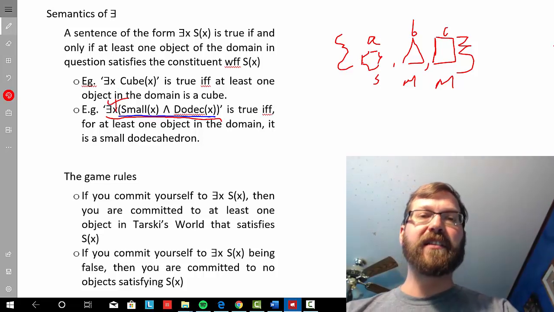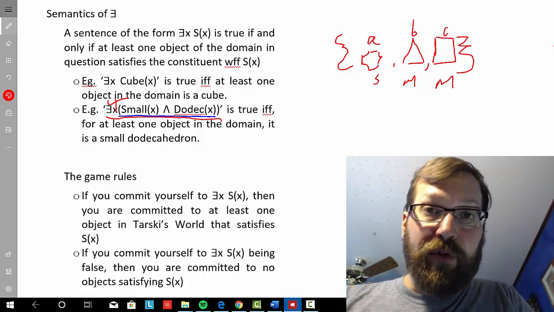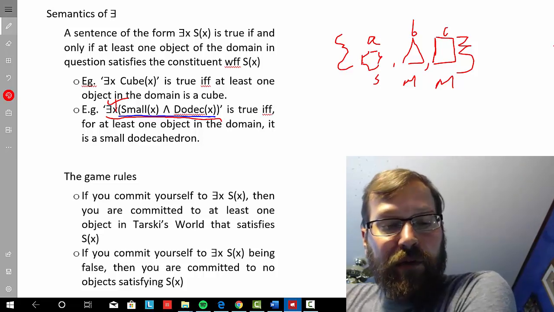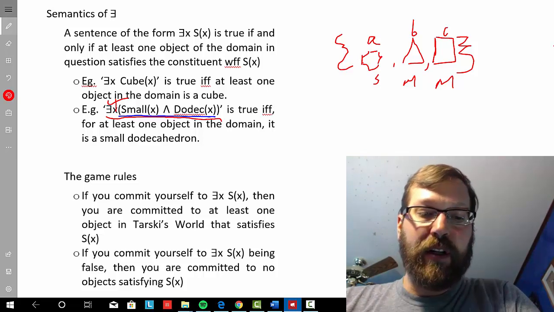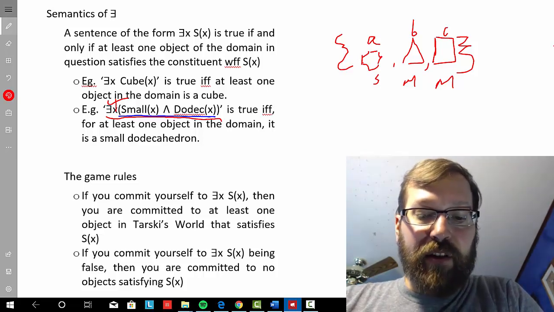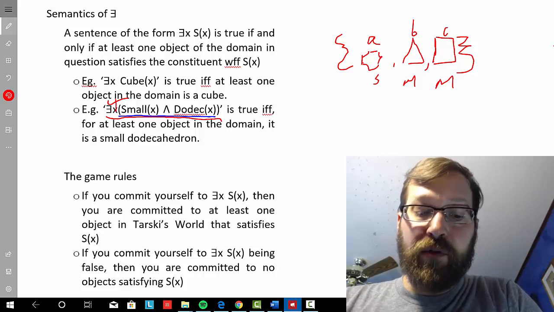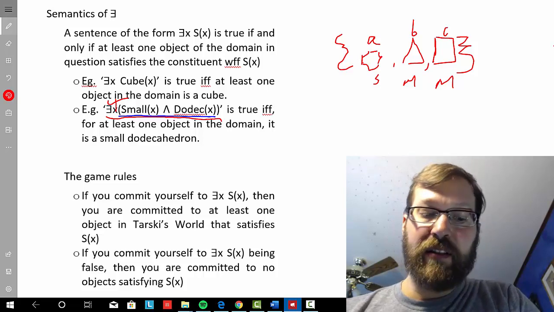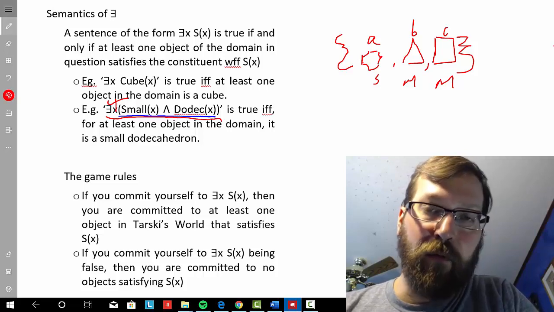All right, so we can think about the semantics of the existential quantifier in terms of the game rules of the Hintikka game. If you commit yourself to there exists an x, S of x, then you're committed to at least one object in Tarski's world that satisfies S of x. But if you commit yourself to there exists an x, S of x being false, then what you've committed yourself to is that there are no objects at all satisfying the well-formed formula S of x, whatever that well-formed formula is.